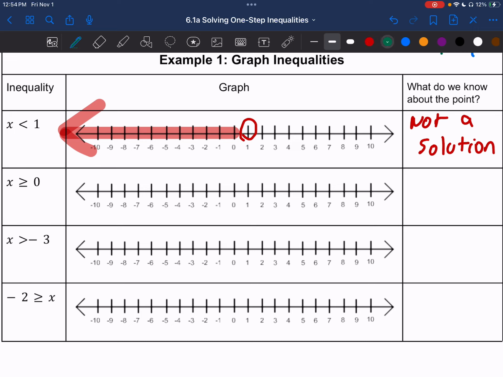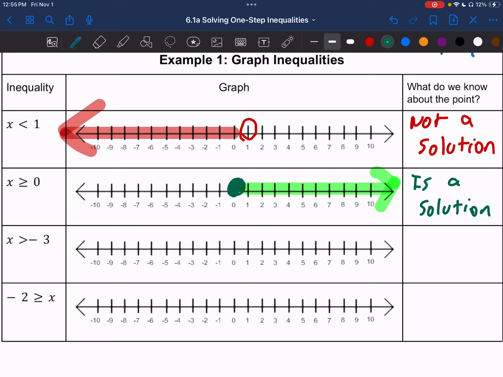All right, now let's look at the second one. We have x is greater than or equal to 0, so it's going to be a closed dot at 0. Make sure your dots are nice and bold so they're easy to be seen, especially if they're an open dot. And it is greater than or equal to 0, so we're shading to the right. And our point is a solution.